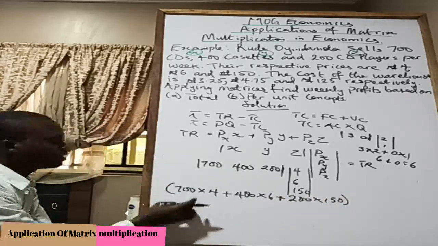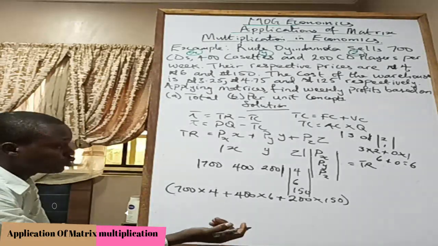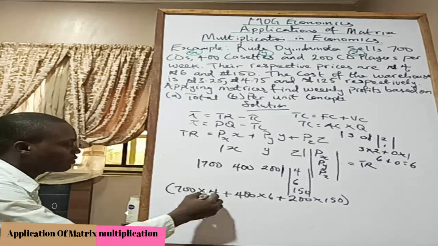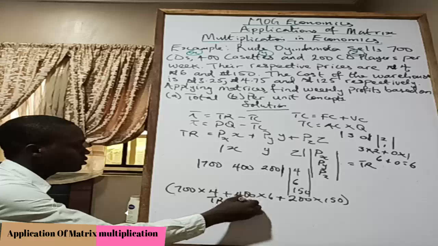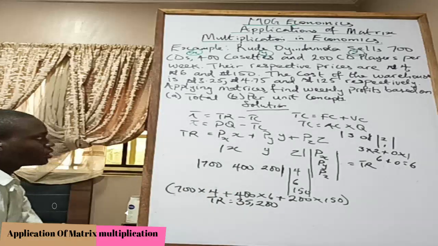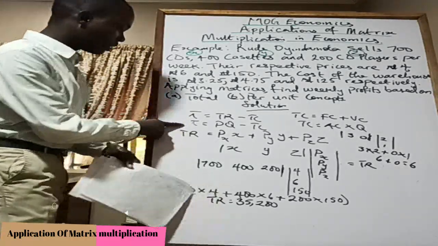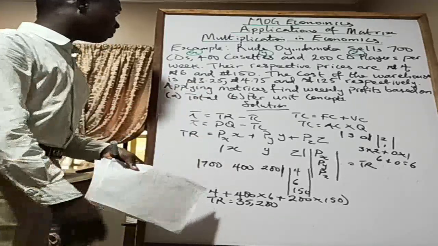So when we get that out, this is 2800, 2400, which is 30,000 there. So we'll be having 35,200. So our TR is going to be 35,200. So we've gotten a part of the function. All we are looking for is profit, so the next one is how do we get our TC?